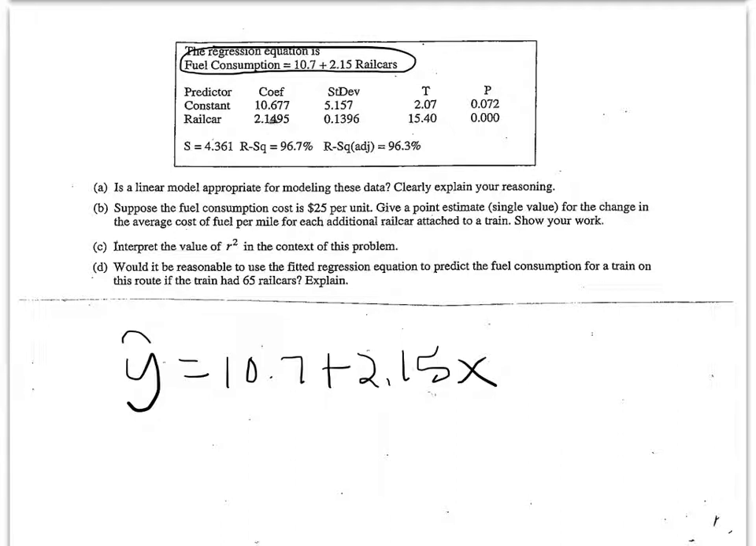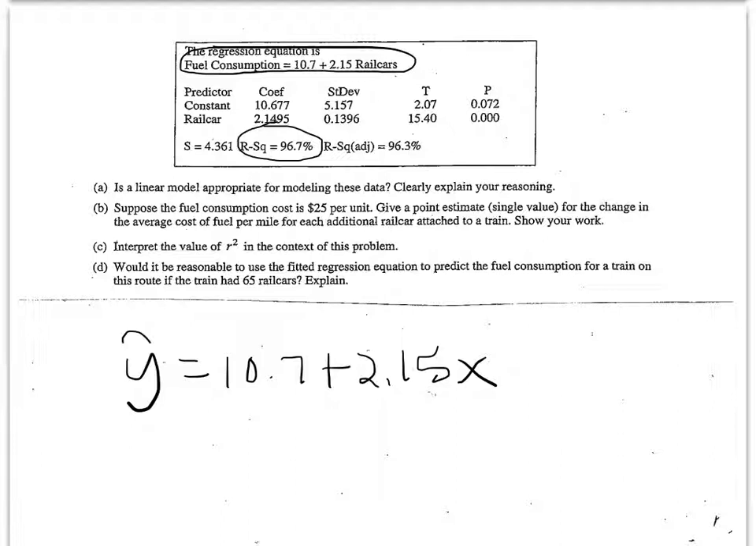The r squared value is 0.967. I could take the square root of that and find the r value. And I know the r value is going to be positive because the slope on the scatter plot looked positive. So r squared, remember, that's the coefficient of determination. That means that 96.7% of the variation in fuel consumption is explained by this model of fuel consumption versus rail cars.